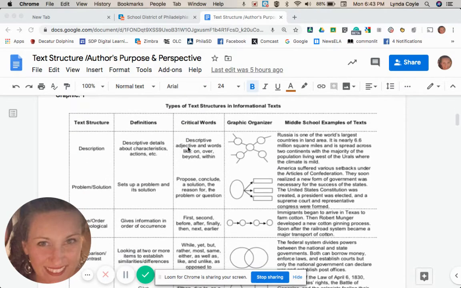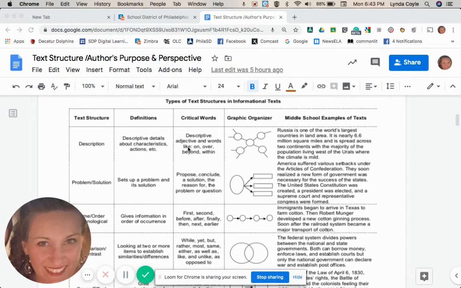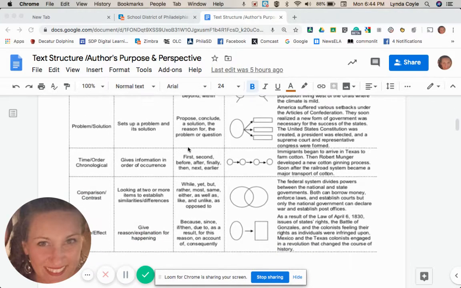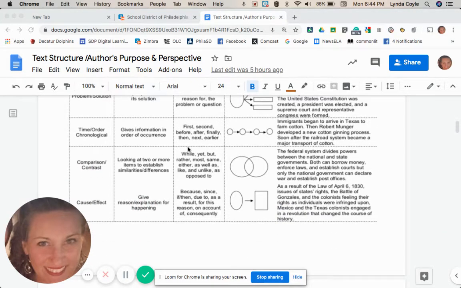So there are different types of text structures. If you look at graphic 1, there's description, which gives descriptive details and characteristics and actions. There's problem and solution, which sets up a problem and its solution, just like I just said. There's time order and chronological.